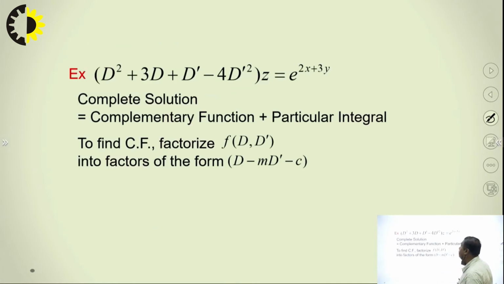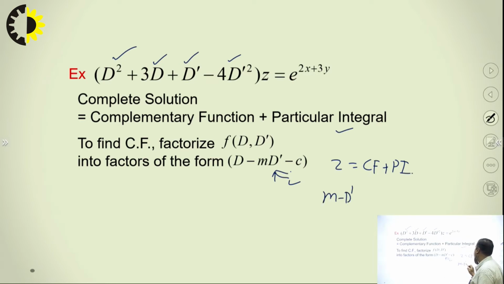नाउ लेट अस टेक द एग्जांपल ऑफ (d square plus 3d plus d dash minus 4d dash का स्क्वायर) इंटू z इज इक्वल टू e की पावर 2x प्लस 3y. दैट मीन्स 2 डिग्री, 1 डिग्री, 1 डिग्री, 2 डिग्री. That complete solution is to be given by the complementary function plus particular integral. That means our solution is to be obtained z is equal to CF plus PI, and we have to compare our result for CF, (d minus m d dash minus a) into z बराबर 0. We have to calculate a or c. That is simply constants.